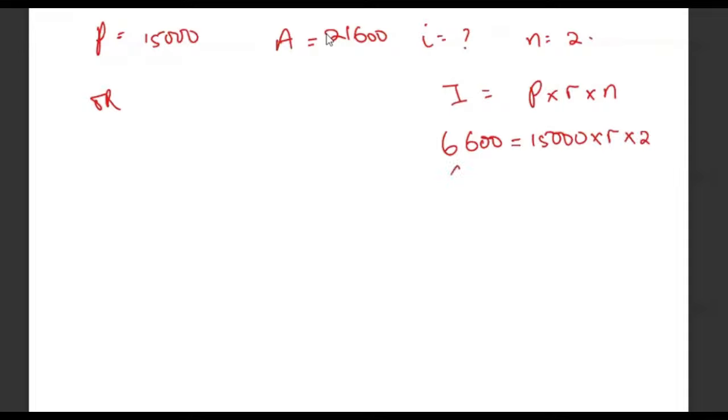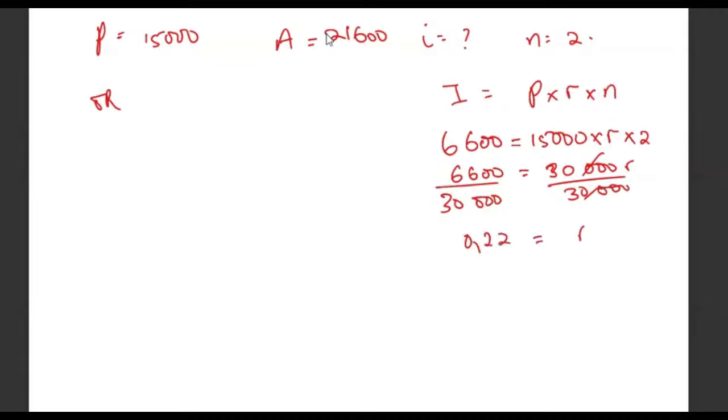Okay, so 6.6 is equal to 15 and 15 is going to give us 30,000 R. Divide both sides by 30,000. Why don't I divide this by 100 once? But it's fine, I'll sort it out. Divide by 30,000. So this cancels that. From my calculator, if I punch the 6.6 divided by 30,000, I'm getting 0.22 is equal to R. Then multiply by 100, meaning that it's at 22%.